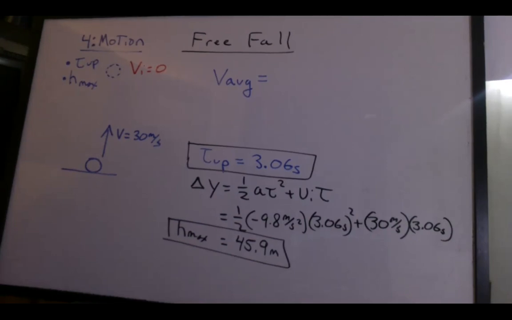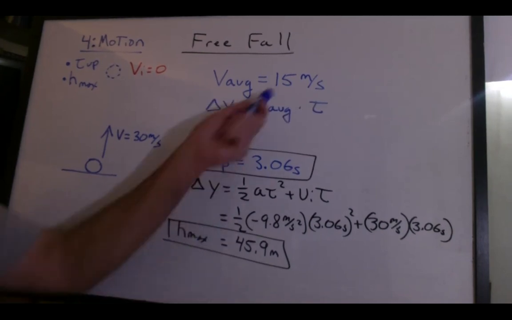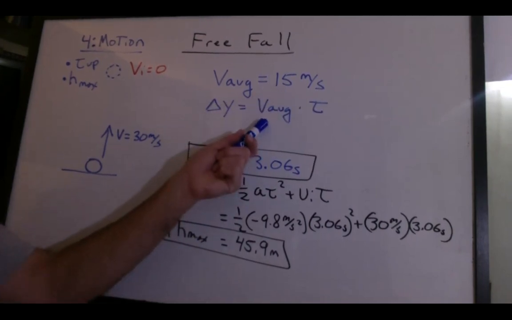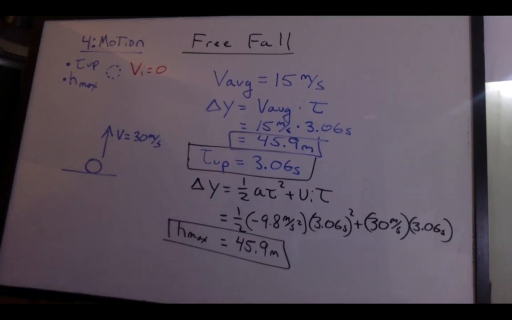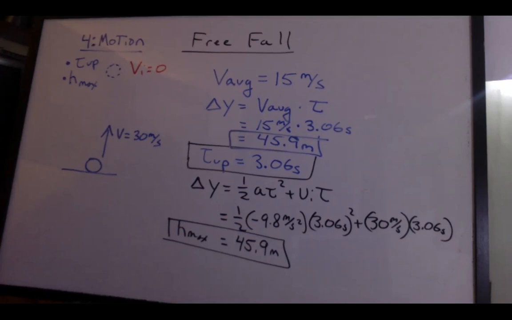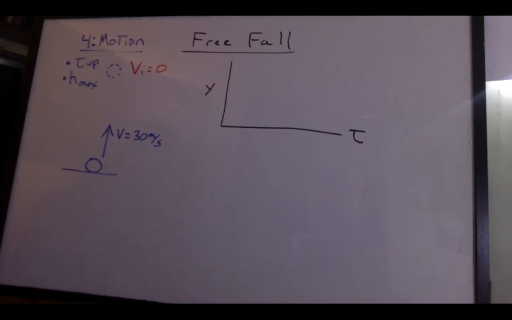Even easier, how about the v average? Hey, if that's 30 and that's 0, the v average is 15 meters per second. Don't even need a calculator for that. V average times time, that's how far you're going to go. Yeah, 45.9 meters. Many ways of solving the same problem, and if they all agree, we probably know what we're talking about. Time for the graphs. Why don't you pause the video and try doing it yourself first?